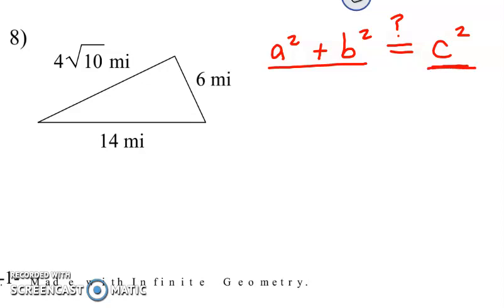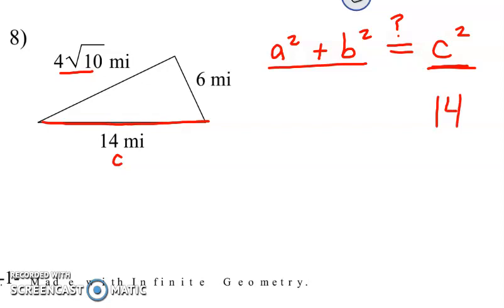Okay, so let's plug values into this, and the first thing we really want to identify is what the longest side is. And if you need to plug this into a calculator, you'll find out that 4 times the square root of 10 ends up being a little bit more than 12. Okay, so it does mean that this side down at the bottom, 14, is our longest side. That's important because that's really our C value, our C side. In other words, if this thing ends up being right, that'll be our hypotenuse.